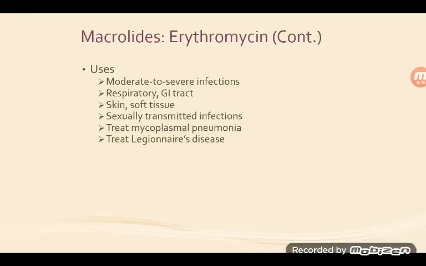Macrolide uses. Moderate to severe infections are what they're used on. Respiratory and GI tracts, skin and soft tissue, sexually transmitted infections, pneumonia, bronchitis. They're used for people who are allergic to penicillin when it comes to strep. They're used to treat Legionnaires' disease. The one that's famous for that is erythromycin.